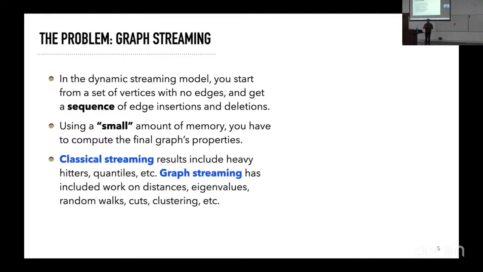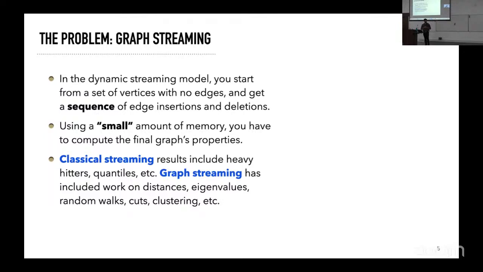There are, of course, classical streaming results outside of graph streaming. So that includes things like heavy hitters. You have seen all of these in your algorithms classes, quantiles, and so on and so forth. In fact, NetSet can also be seen as a particular streaming version. Graph streaming also has included work on distances, eigenvalues, and so on and so forth.